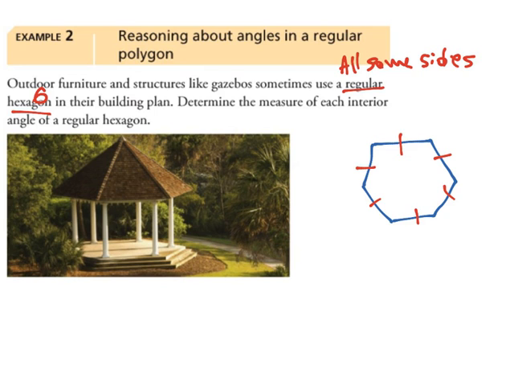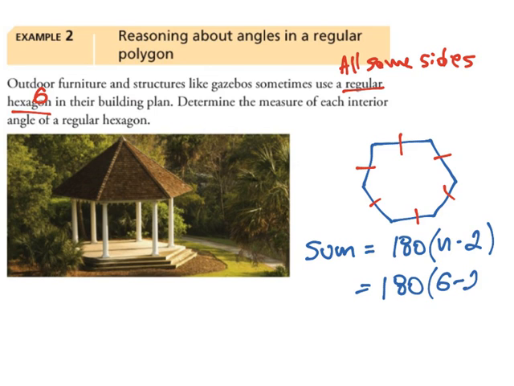So the next thing we have to do is find the sum of all the interior angles, because that's what we found out earlier. So this is the sum equation, 180 times n minus 2. Therefore the sum, we just plug in how many sides we have, n refers to how many sides, which is 6. Therefore it's 180 times 4, and 180 times 4 is 720 degrees in total.